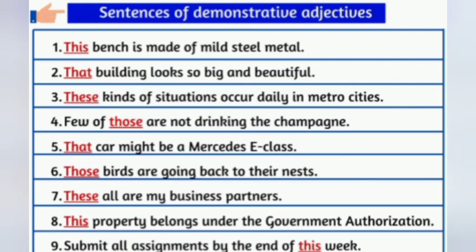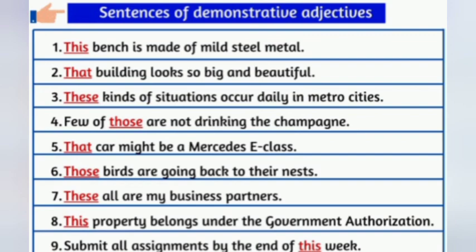These kinds of situations occur daily in metro cities. These, in this sentence, the demonstrative adjective is used for the plural in number. Few of those are not drinking the champagne. Those is used in the plural number as they are far. That car might be a Mercedes E-Class. Those birds are going back to their nests. These are my business partners. This property belongs under the government authorization of this week.